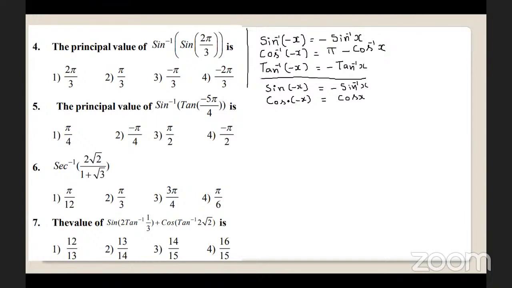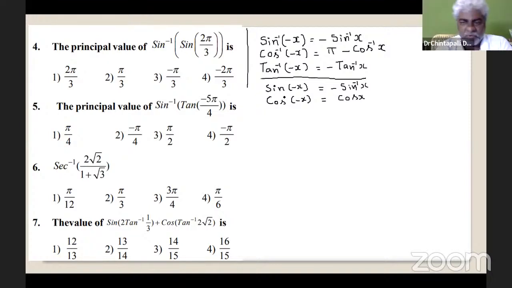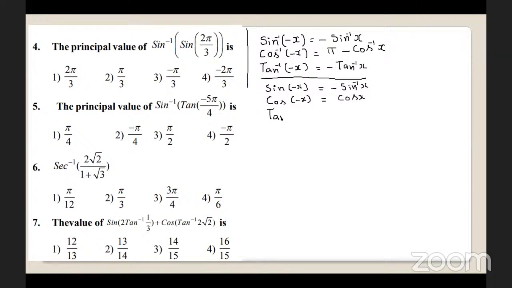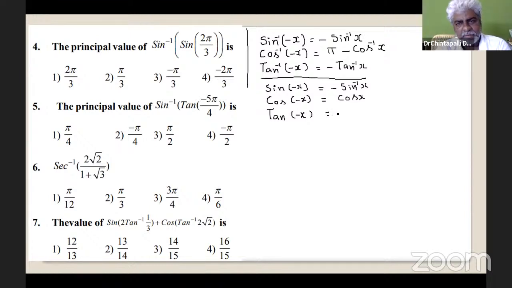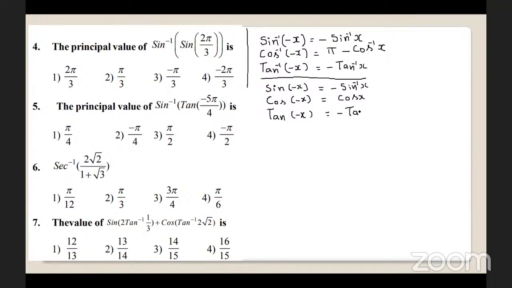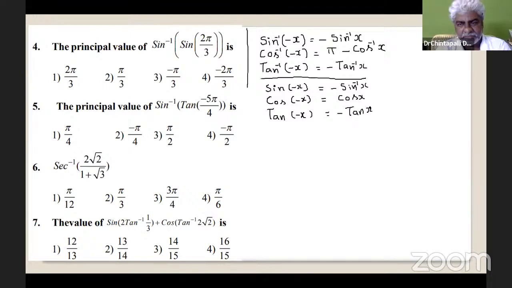Because a negative x belongs to the fourth quadrant, and in the fourth quadrant cos is positive. That's why it's special in this list. Minus x, same as sine: minus tan x, right? Yes, sir. I'll take a screenshot. Got it.